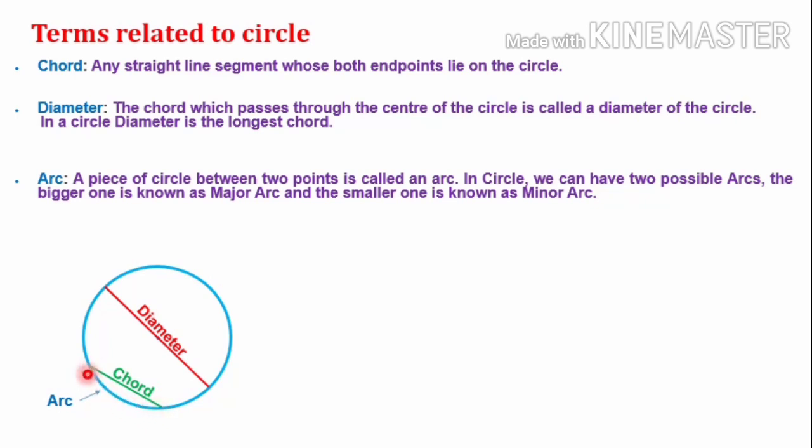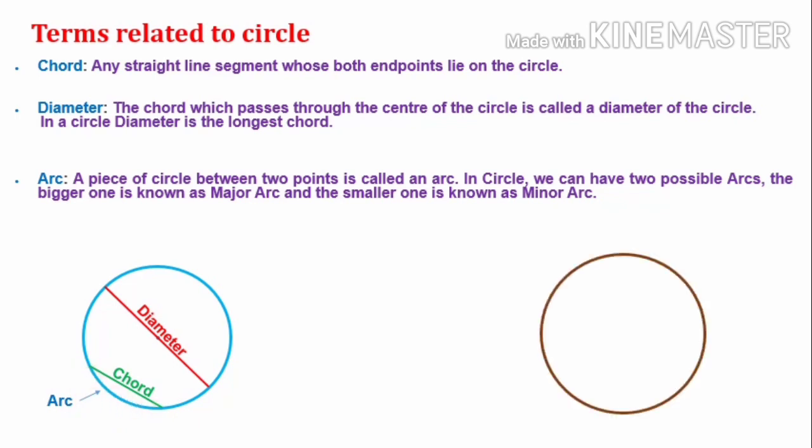Whenever these 2 points come onto this circle, the circle is divided into 2 portions. One is above the green line and another one is below the green line. So based on their lengths, we can call them major arc and minor arc. The bigger one, that is above the green line, is called the major arc, and below the green line, that portion is called the minor arc because it is shorter in length.